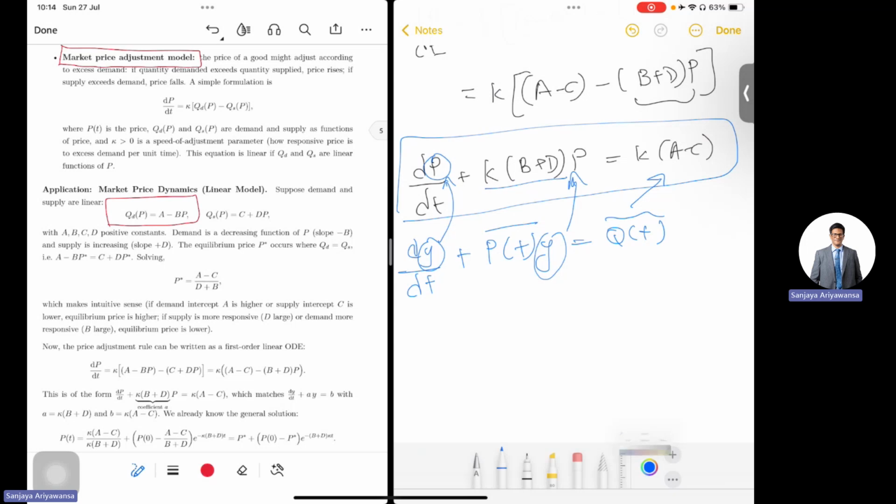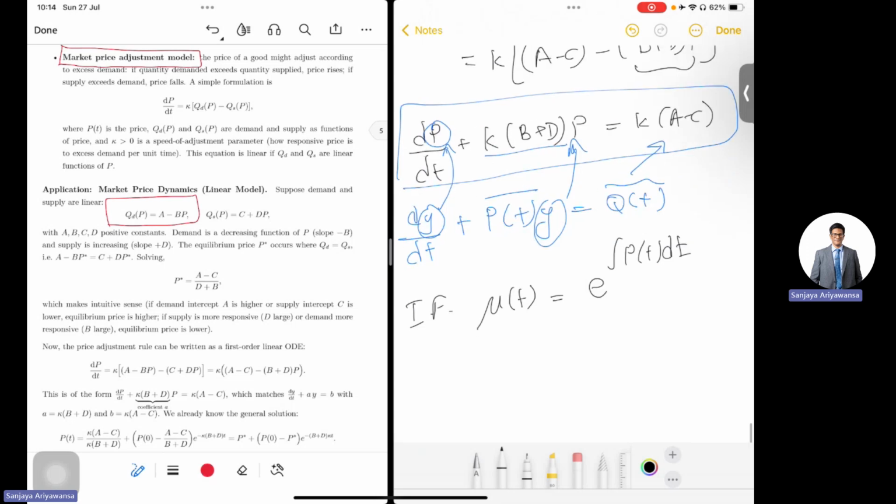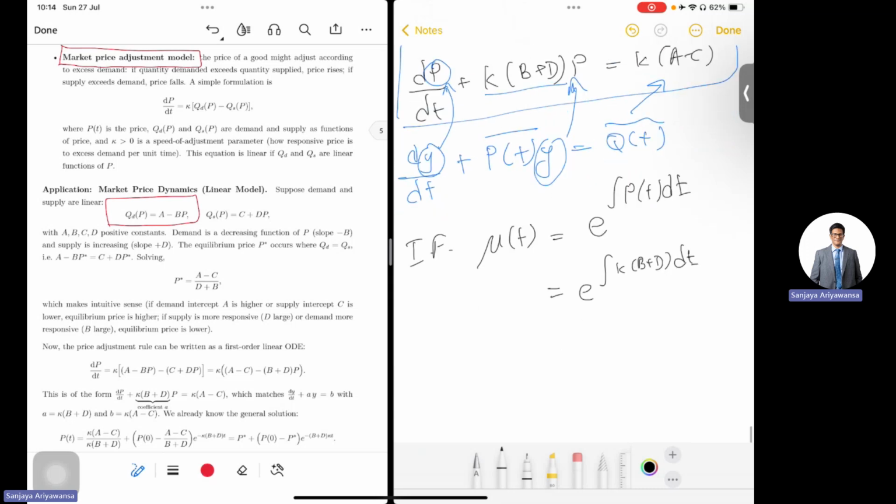So if that's the case, then I can follow the integrating factor method. So what is my second step? First step I have checked. Second step is the integrating factor, which is mu of t equals e to the power integral of p(t) dt. So what is p(t) in this case? p(t) is K times (B plus D). So mu of t is e to the power K times (B plus D) times t.